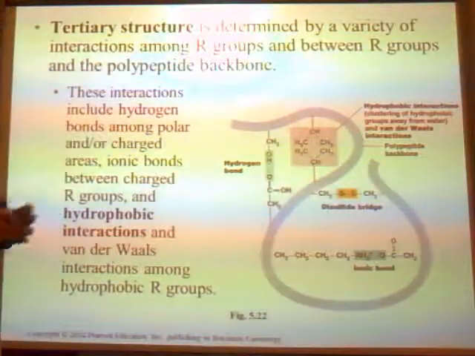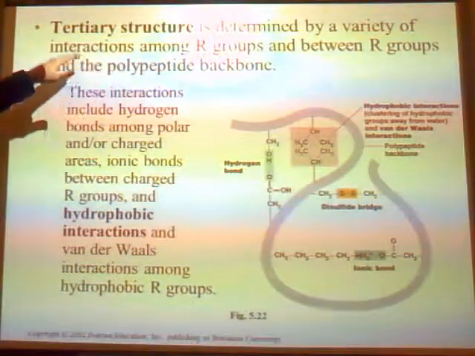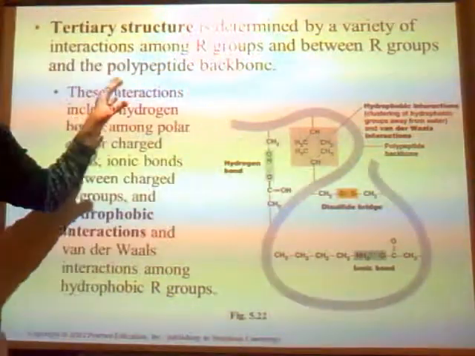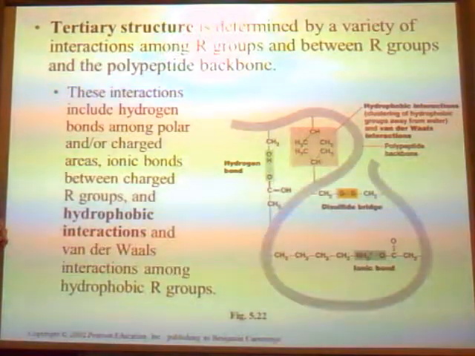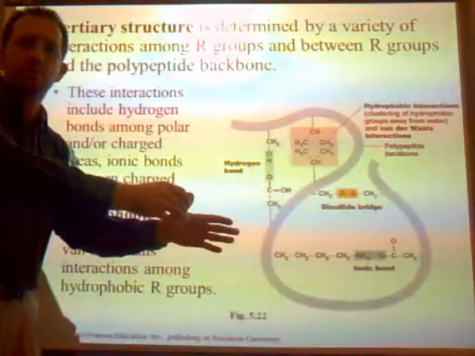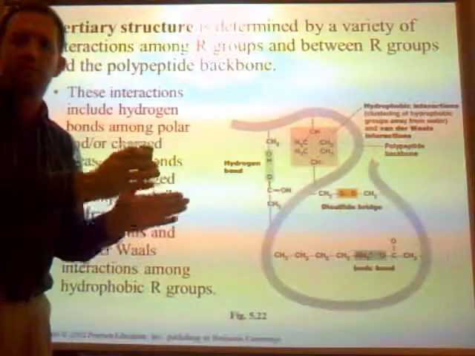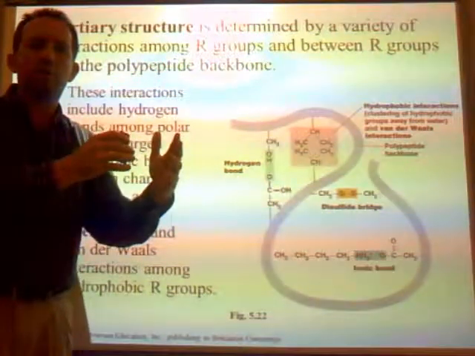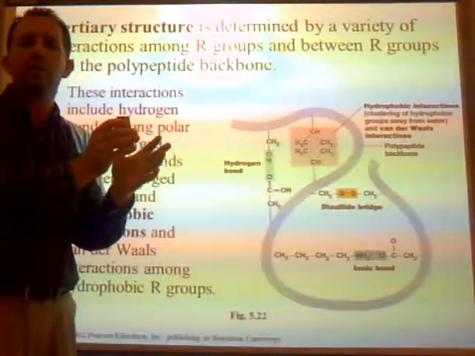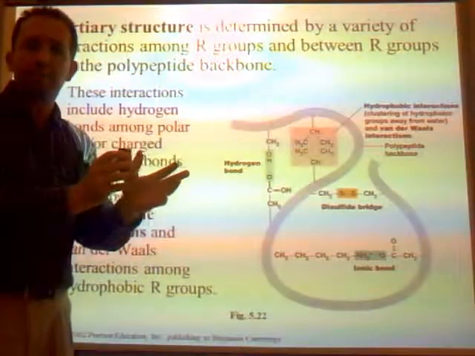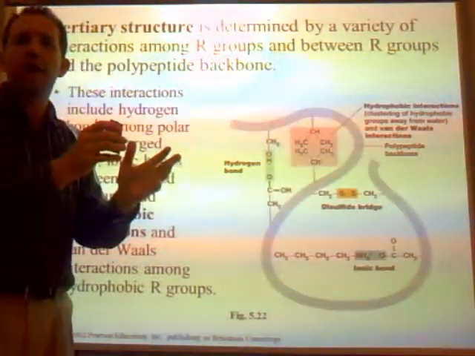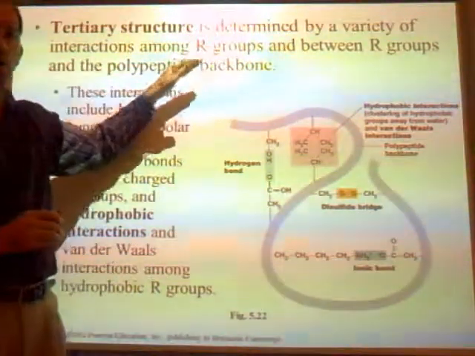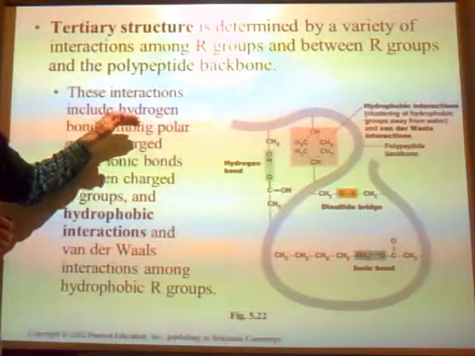Tertiary level of structure, this would be level 3. This is going to be determined by the interactions among the R groups and between the R groups and the polypeptide backbone. Okay, so again, amino acid sequence is going to determine the primary level, the first level. Second level is going to be determined by how is the hydrogen bonding occurring to form a backbone. Do I have a helix or do I have a pleated sheet? Thirdly, we're going to have interactions among the R groups as well as the R groups and that backbone.